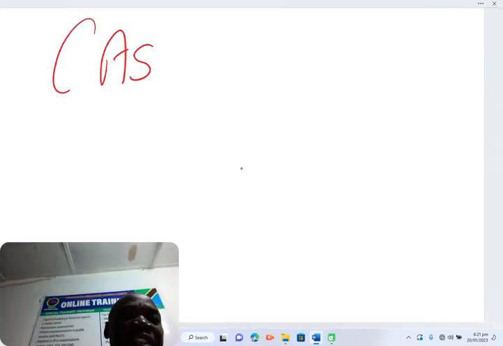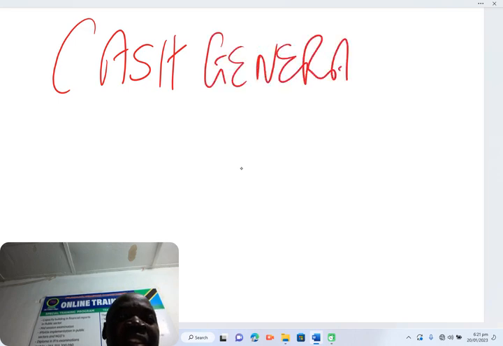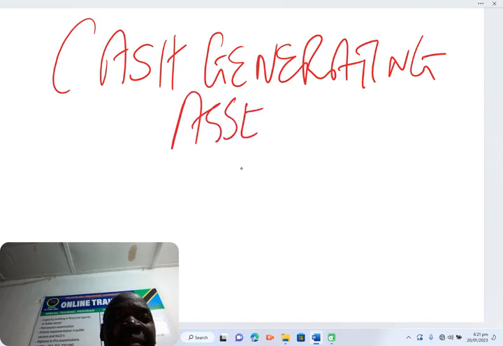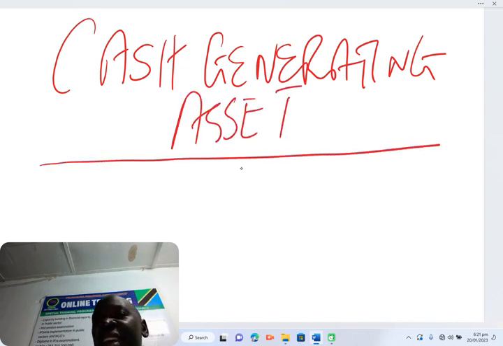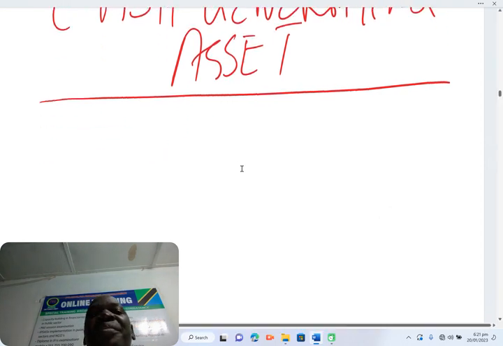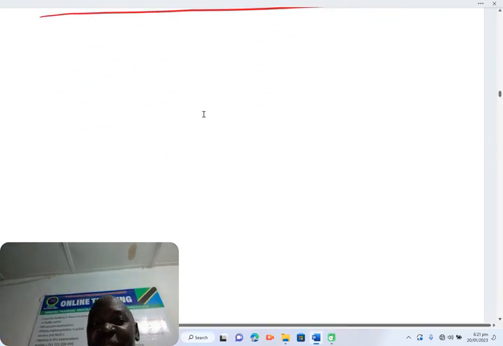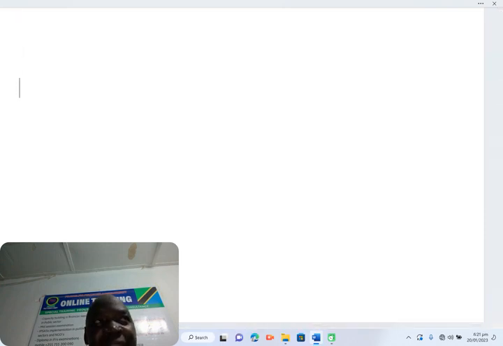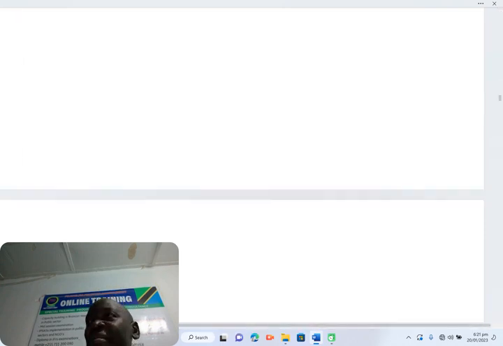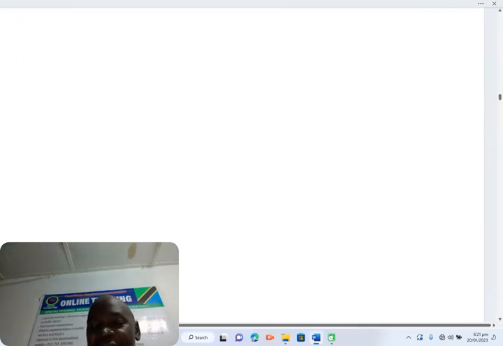Cash generating asset. Now, which standard can we use for this one? Let me first describe what is a cash generating asset. Who can tell me what is a cash generating asset?